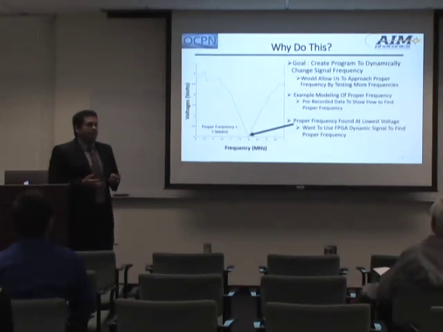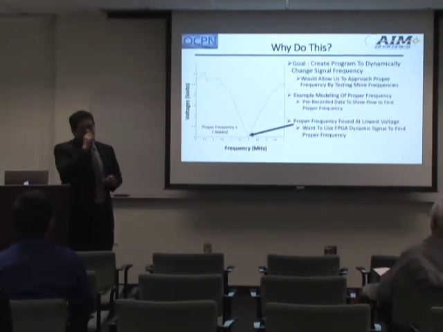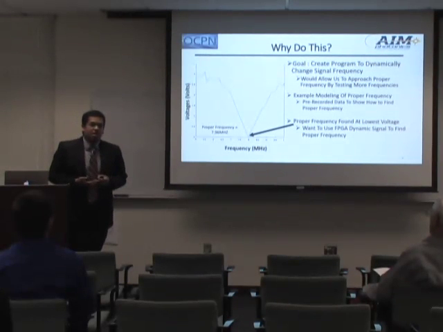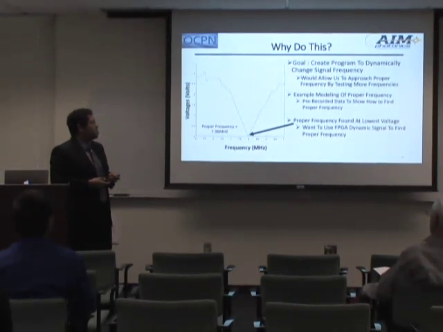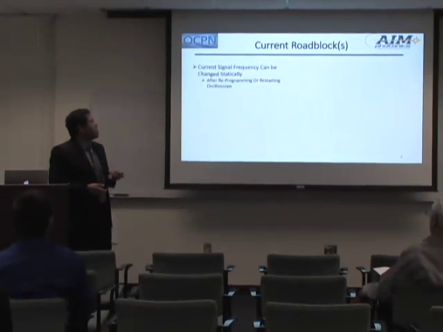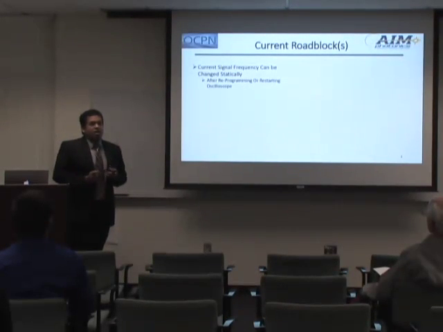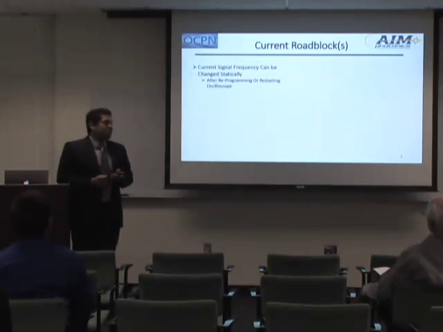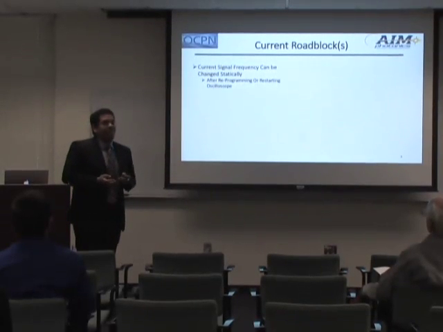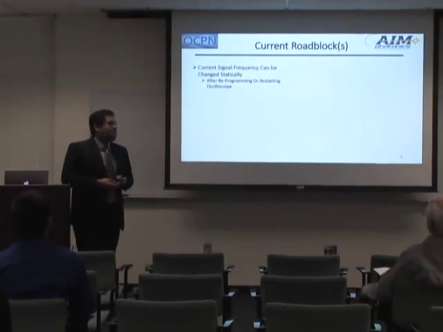And so I want to use the dynamic signal that I'm intending to create to search for the proper frequency just by dividing the frequency and multiplying it, for example. By doing that, I can search for the proper frequency in a more efficient manner. Currently, the signal that the FPGA is synthesizing can be changed statically. By that I mean that after reprogramming the device or restarting the equipment, I can change the frequency if I'm using certain inputs.